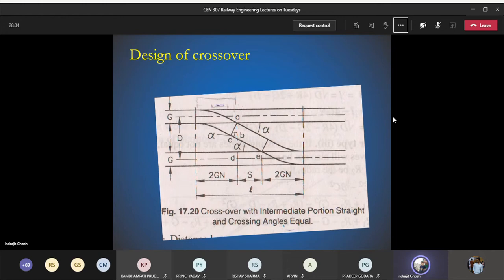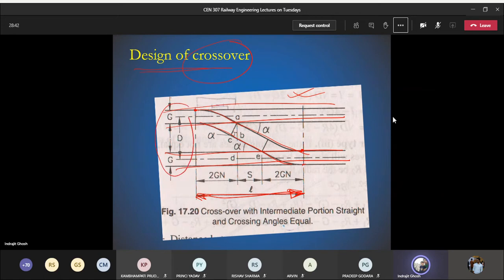So the first one, the easiest one. I am going to start with the easiest one, the design of crossover. So this is a single crossover, not a scissor crossover. You can see there is a line on the top and a second line at the bottom. There is a right-hand turnout going in this direction. We need to know the overall length of the track. What does overall length mean? This is the starting of the turnout and this is the end of the second turnout. This is known as the overall length.